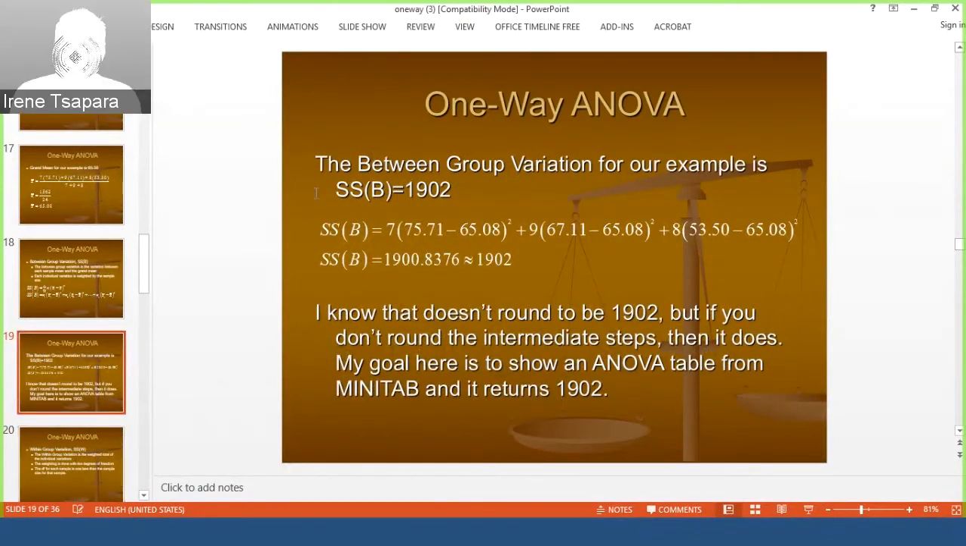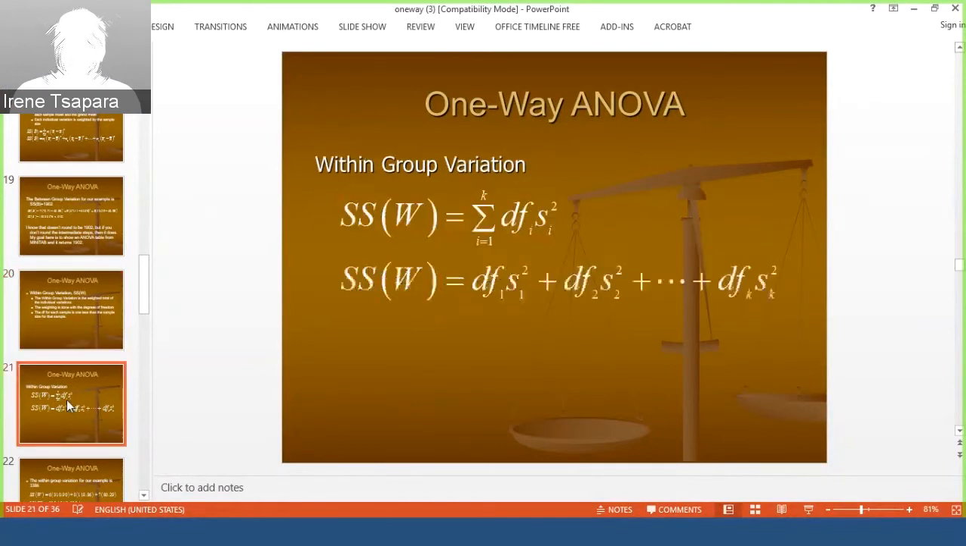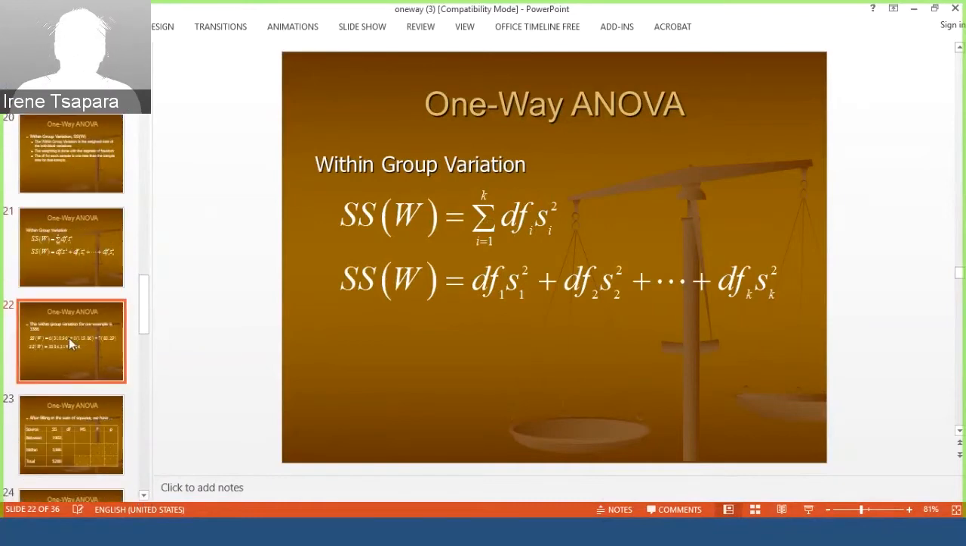If you want to do this calculation, the result will be 1902. Now the group variation. How do we calculate the group variation? The sum of squares within a group. Well, in this case, we take the degrees of freedom for each one of the samples that we consider, we multiply that by the standard deviation squared for that sample, and we sum them up. This is what we do.